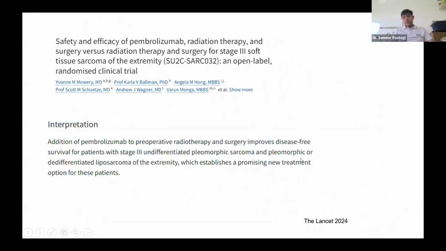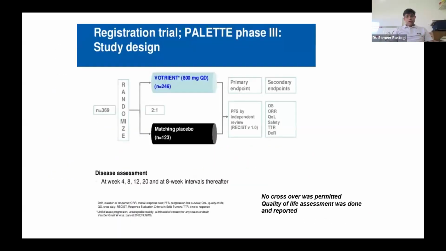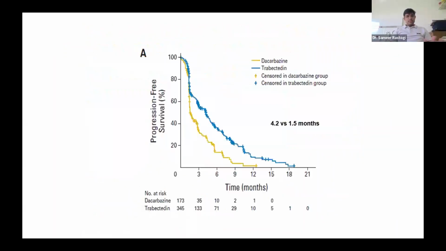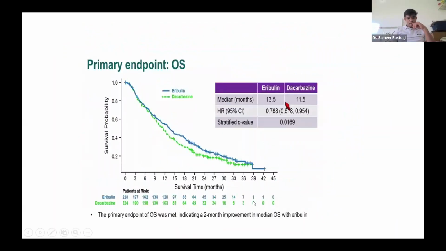This is the latest. In the neoadjuvant setting, in high grade UPS, you give this and it might be 50% TFS. So now it has come in the adjuvant and neoadjuvant setting also. So I think the rest has been discussed, and I'm ready for questions.